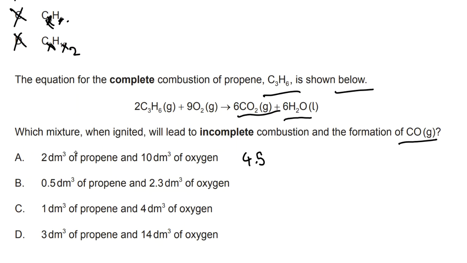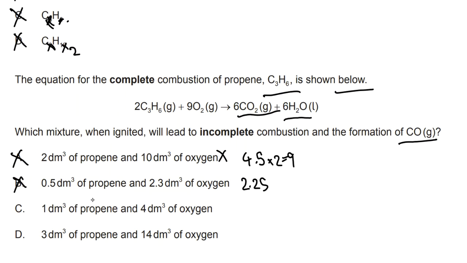So if we look at option A, we have 2 cubic decimeters of propene. Then the equivalent amount of oxygen we need is going to be 2 times 4.5, which is 9. And we have more than that, so this won't lead to incomplete combustion because oxygen is in excess. So option A is eliminated. Option B: 0.5 cubic decimeters of propene and 2.3 cubic decimeters of oxygen. 0.5 times 4.5 gives us 2.25. Again, that's smaller than this, so we have excess oxygen. This is not the answer.